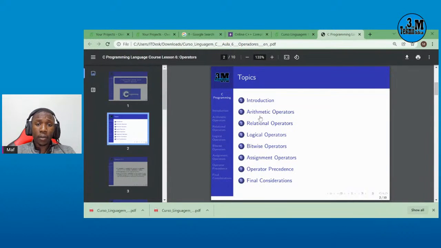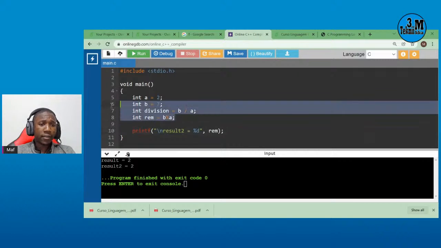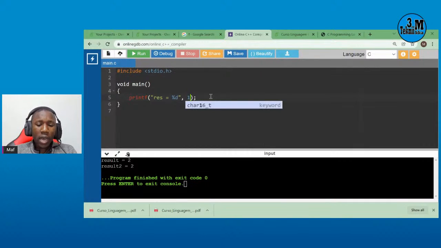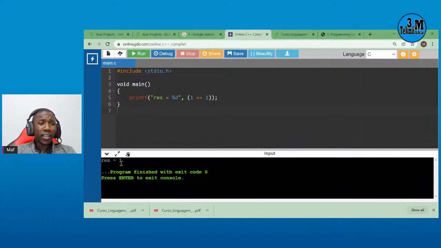operations. Now let's talk about relational operators. The relational operators are things like these. Let's not use variables anymore. Let's put something like res right here. Relational. For example, if I say 1 is equal to 1. Let me put parentheses to have full control of my operation. 1 is equal to 1, is that true? The compiler is saying, yeah, that's true.